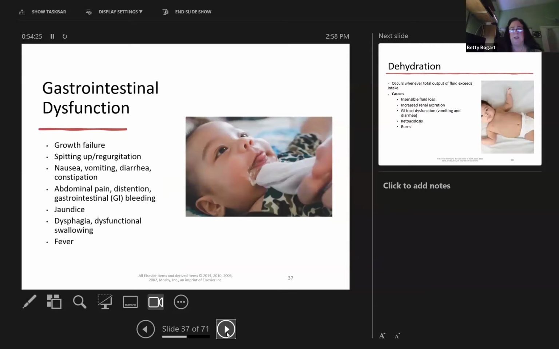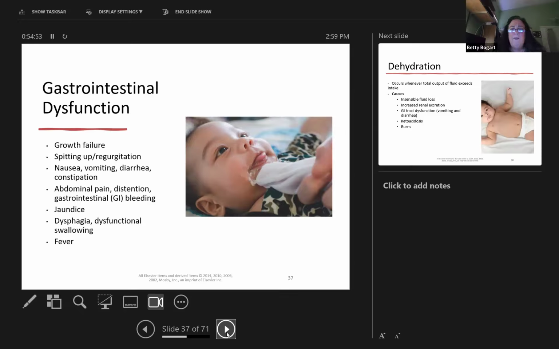Now, GI dysfunction. If you're vomiting a lot, having a lot of diarrhea, or constipated, what can happen? Well, if you're spitting up, you're not getting all your calories, so growth failure can be there. The GI tract can also be upset: abdominal pain, distension, GI bleeds, nausea, vomiting, diarrhea. All of these things can be a problem.